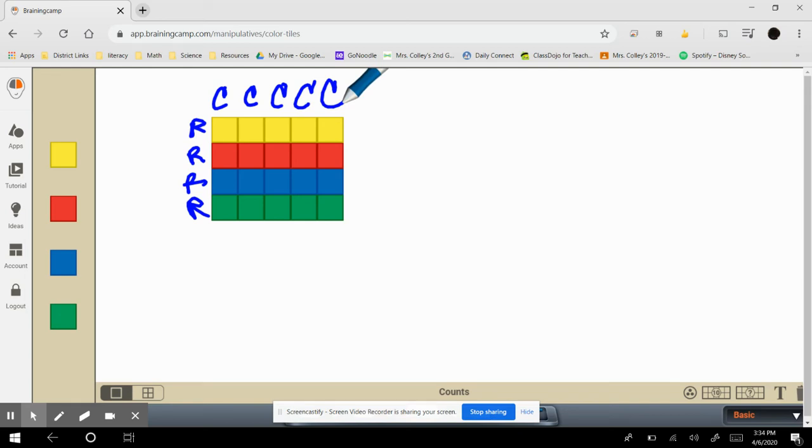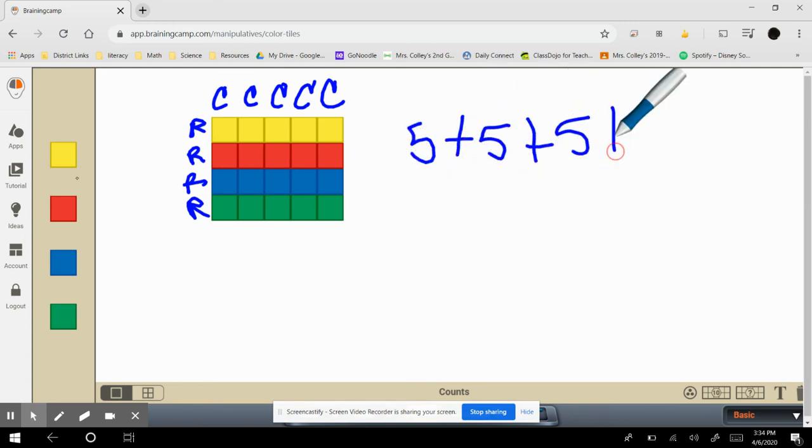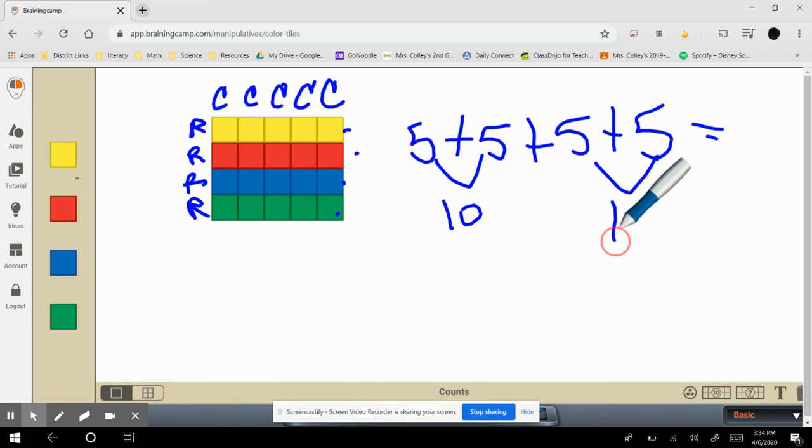Awesome. So I need to add how many rows by how many columns. So if I have 5 columns and 4 in each column, 5 columns with 4 rows, I would say 5 plus 5 plus 5 plus 5. So I'd do 5 four times. 5 plus 5 plus 5 plus 5. And I go 5 and 5 is 10. 5 and 5 is 10. 10 plus 10 is 20.